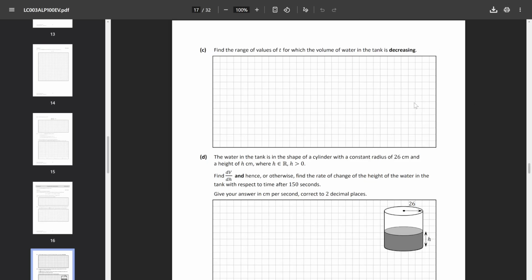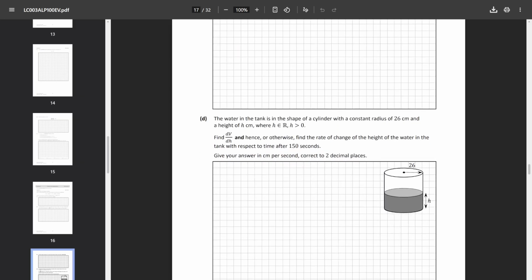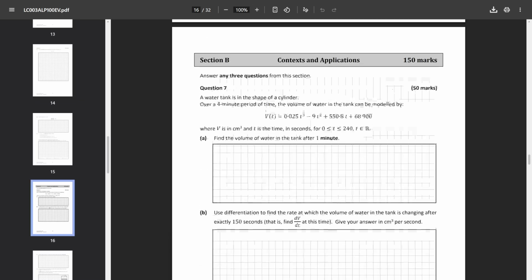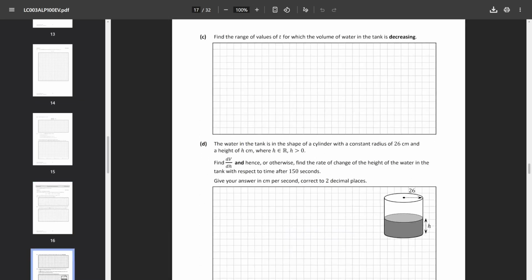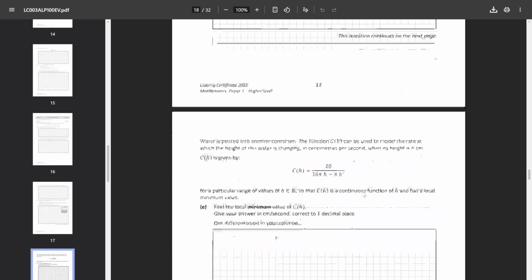Investigating what times is decreasing. Again, pretty normal. Then we have related rates popping up. So obviously we have dv/dt, and we're looking for dv/dh, so you can maneuver through that pretty nicely. Giving your answer in centimeters per second, that's okay.